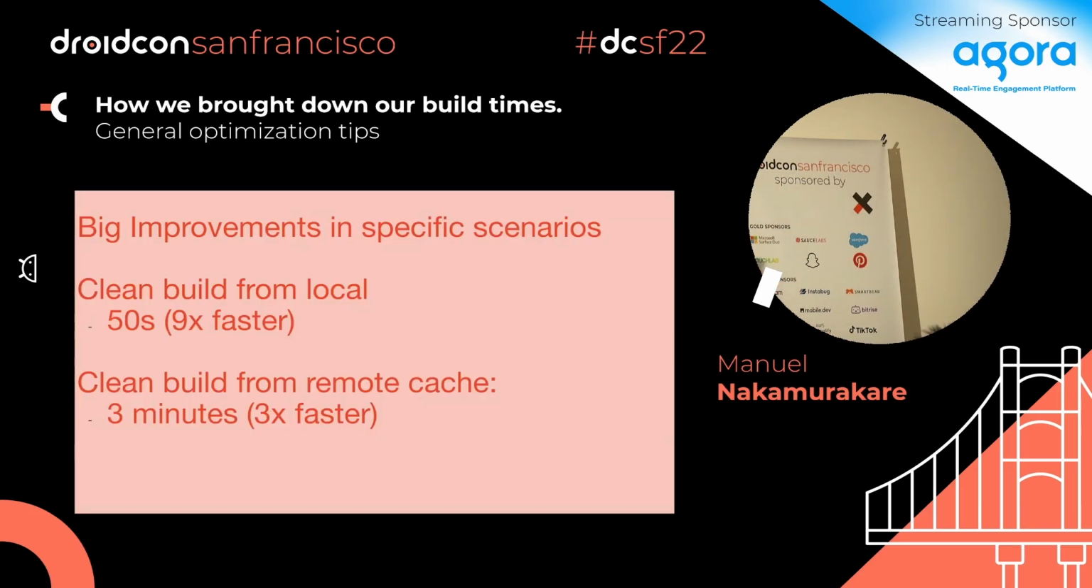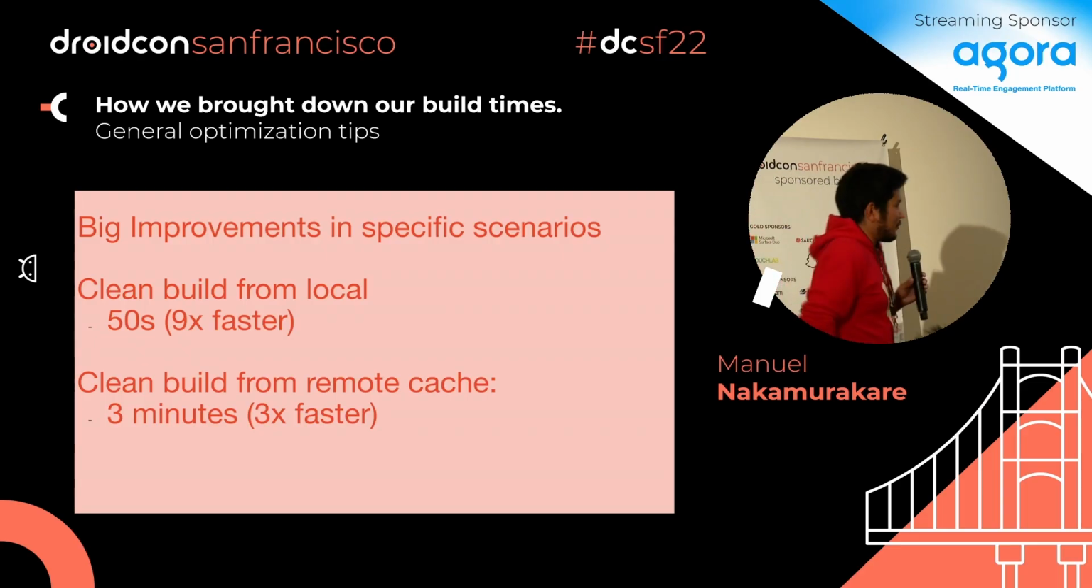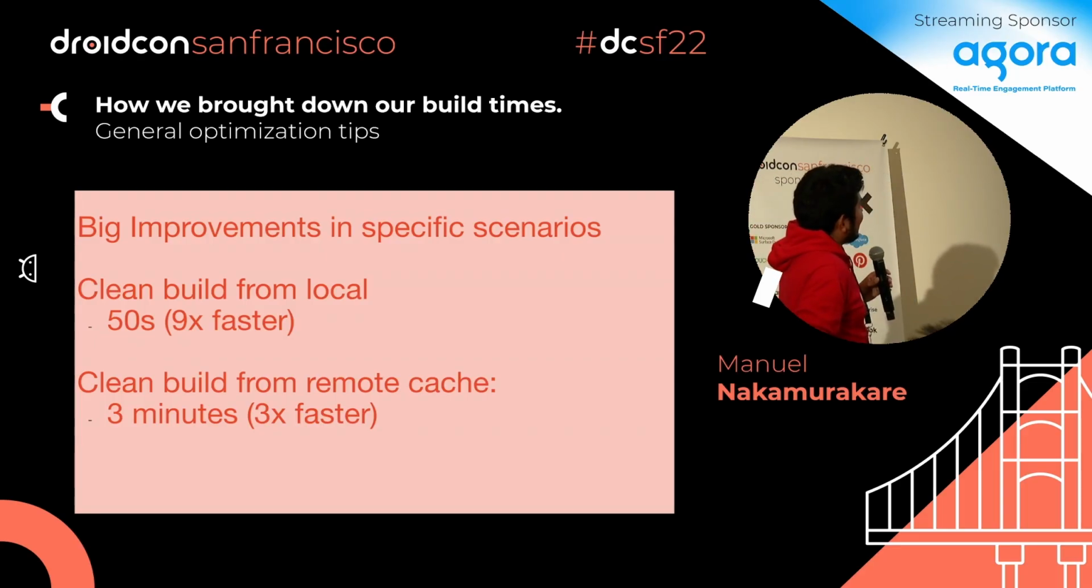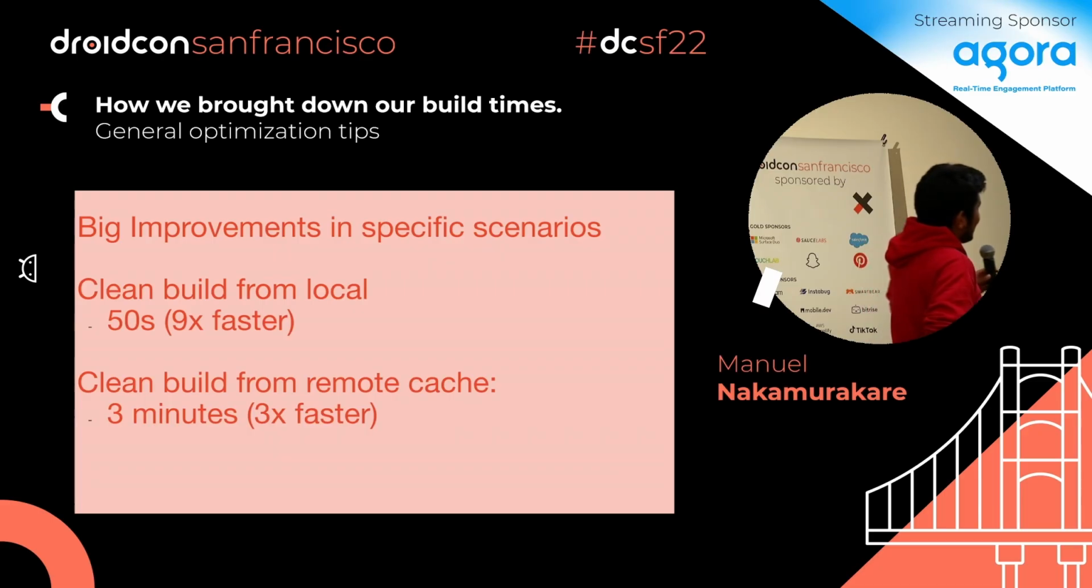However, we had some big improvements in particular scenarios. When you were doing clean builds from a local environment, those were 9 times faster, 50 seconds. And when doing a clean build from the remote cache, those were 3 times faster, about 3 minutes.